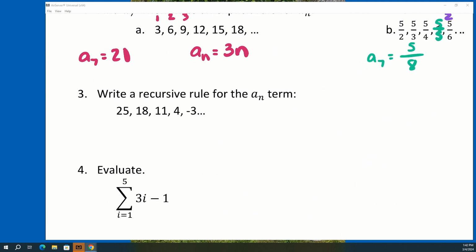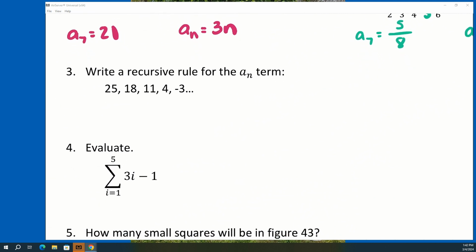On number 3, we're going to do a recursive rule. And so when you do a recursive rule, you have to tell what the first term is. So you have to tell, on this one, a sub 1 is 25. It's required. And then what are we doing to a previous term to get the next one? You're subtracting 7 each time.